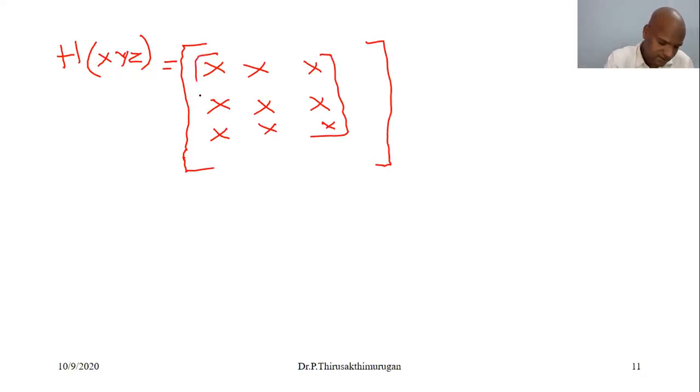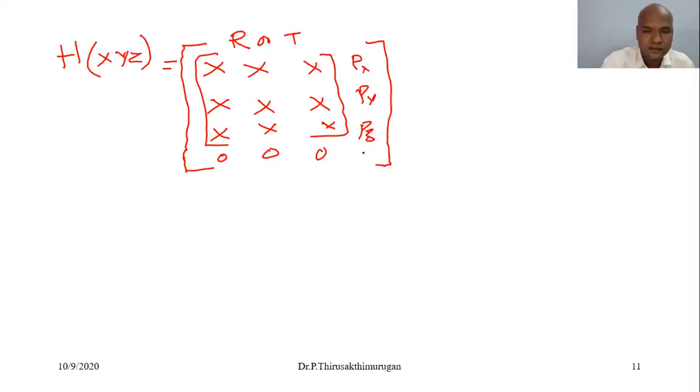Okay, so this is either rotational or translational. The last column consists of the position Px, Py, Pz. Okay, so this is 0, 0, 0. This is nothing but what you substitute as S. So S is nothing but a scaling factor.